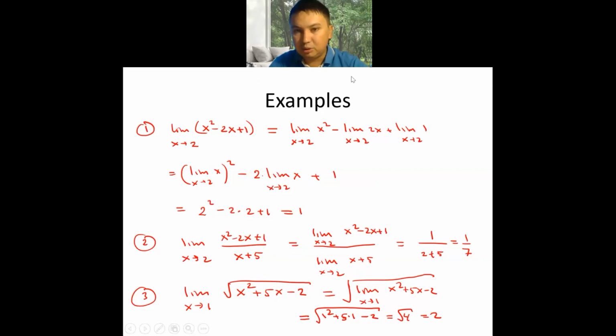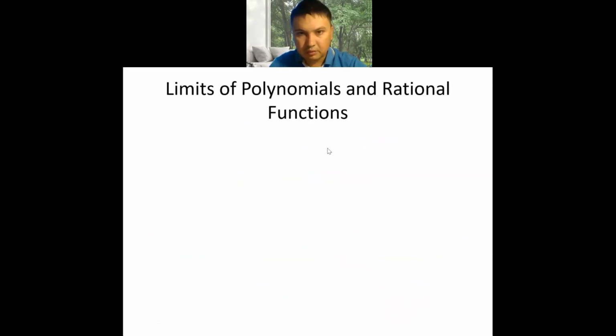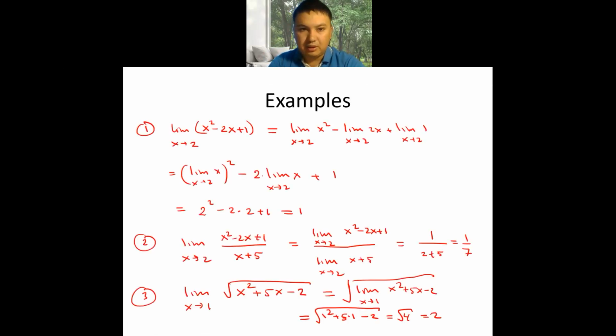Okay, so that's pretty much the examples. You will do more examples in practice. So now we already saw an example, right? We had a polynomial, like x squared minus 2x plus 1. This is an example of a polynomial. What we really did here, we just made x equal to 2, right?